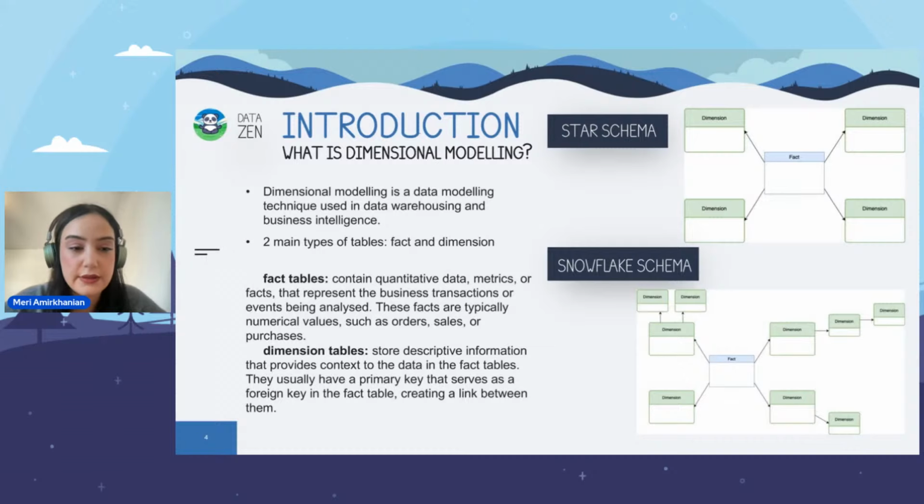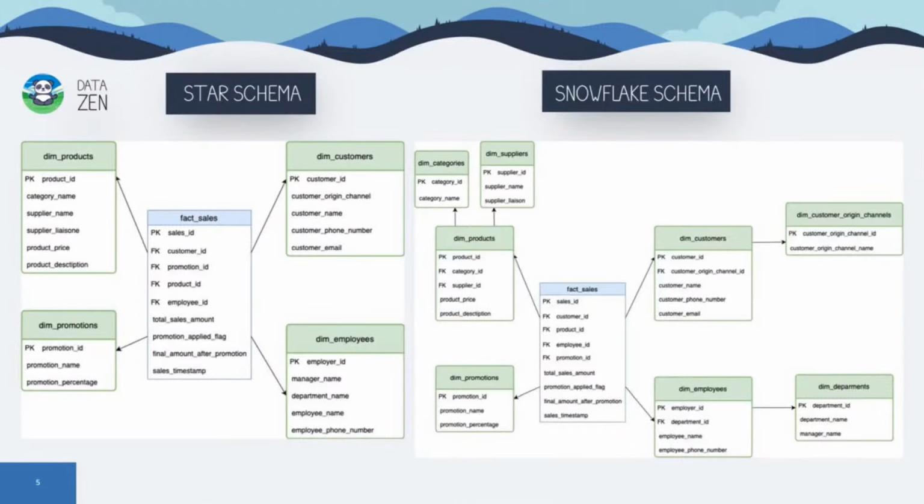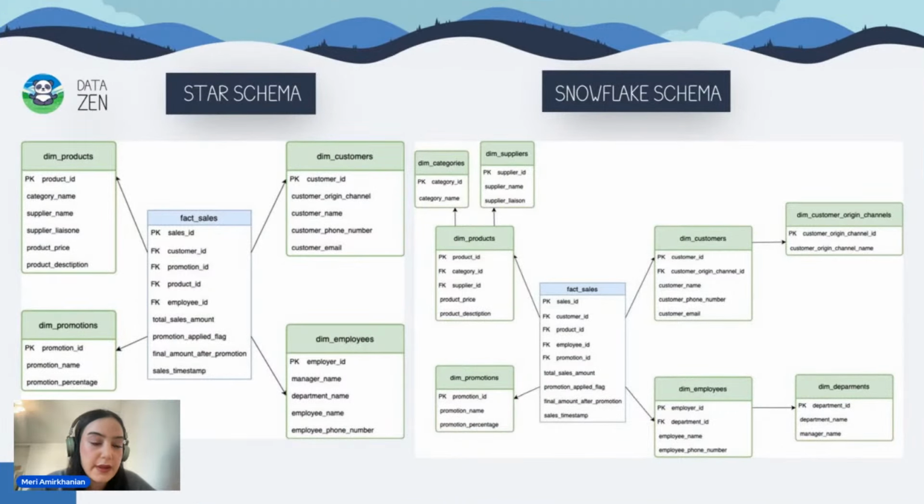So let's look at it more closely based on an example. Here we have a pretty simple star schema with fact sales in the middle. Here, of course, we have our primary key, sales ID, and respective 4 foreign keys. As for our 4 dimension tables, we have customer ID, promotions ID, product ID, and employees ID. Then total sales amount, promotion applied flag true or false, final amount after the promotion, and sales timestamp.